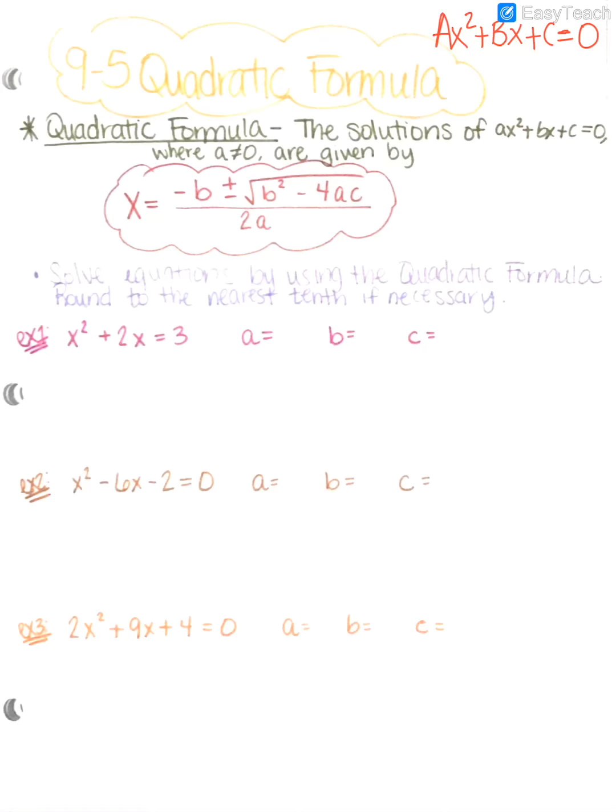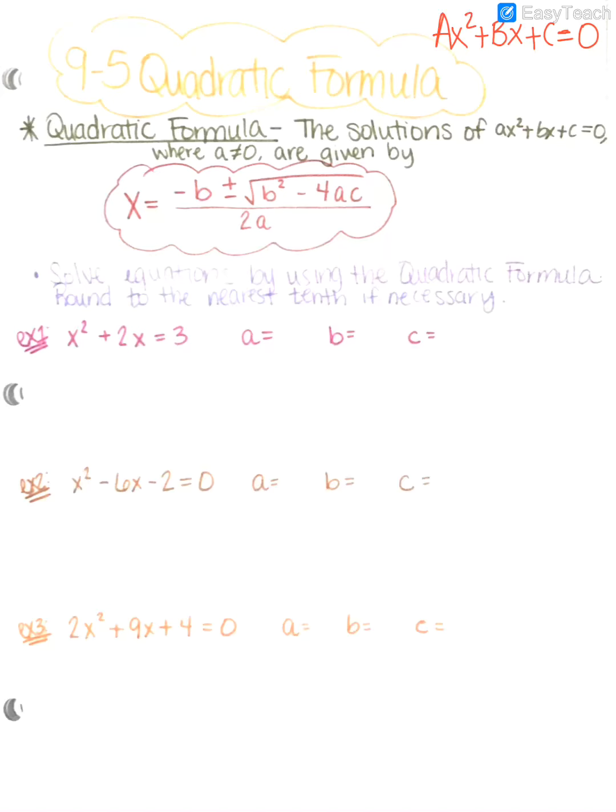Hello class, the next lesson we're going to be doing is the quadratic formula, and what we're going to be seeing is that we're going to have the setup in the quadratic standard form, which is ax squared plus bx plus c equals 0. So if it's not in this format, you have to put it in this format so we can go ahead and get the values. So what is the quadratic formula?